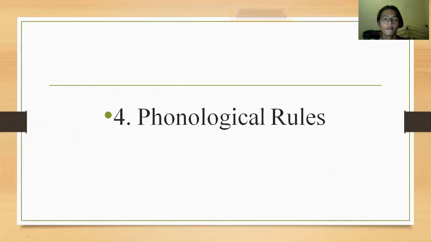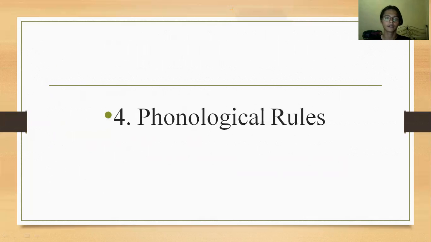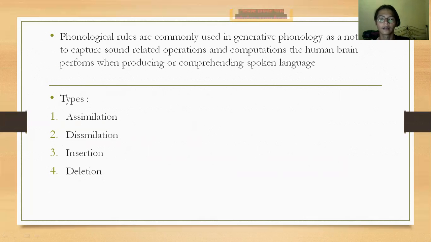And number four, phonological rules. Phonological rules are commonly used in generative phonology as a notation to capture sound-related operations and computations the human brain performs when producing or comprehending spoken language. Phonological rule types: number one is assimilation, number two dissimilation, number three insertion, number four deletion.